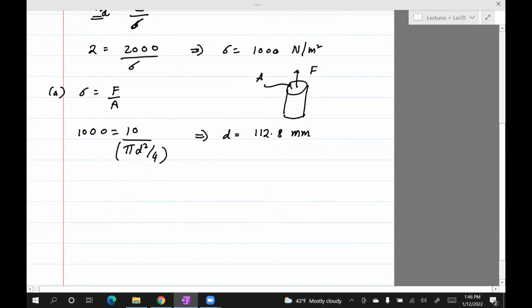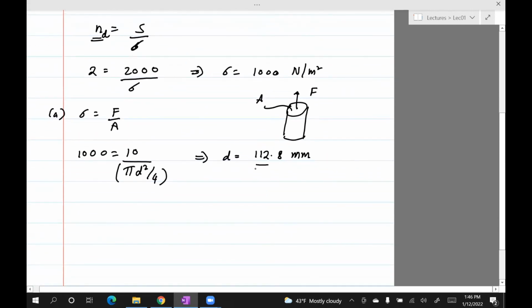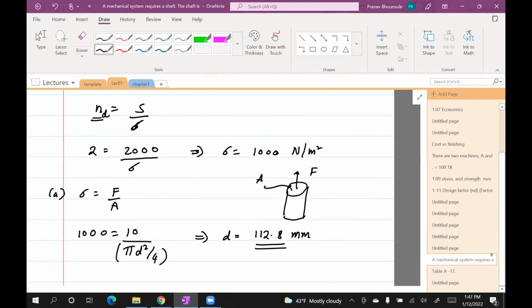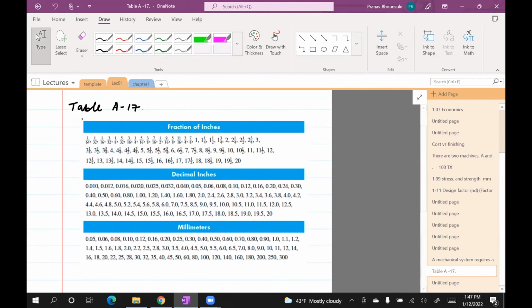So the answer to the question, what's the shaft diameter? Well, it's 112.8. Now there's a problem though. If you try to procure something which is 112.8, you'll see that the catalogs don't have this diameter. So what I did was, from the appendix, I pulled out a table. It's actually table A17, which gives me the standard dimensions. If you go to the handout section, you'll see that I've posted the appendix. This gives you a list of different standardized diameters for shafts. We're not interested in inches, we're interested in millimeters. So that's what we want to look at.